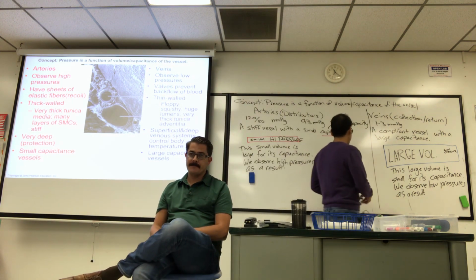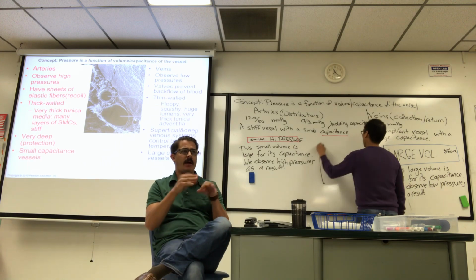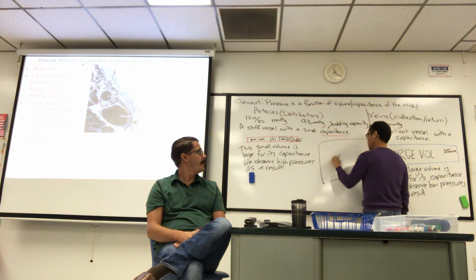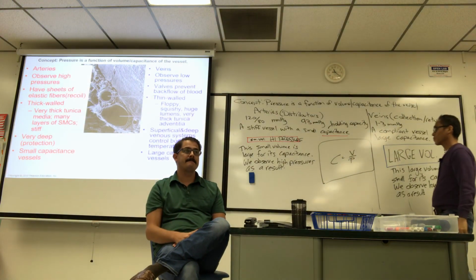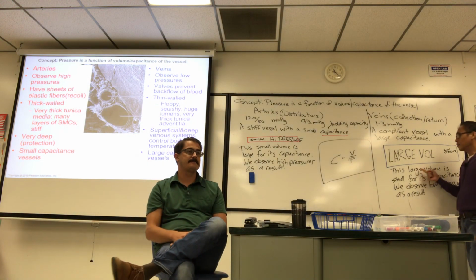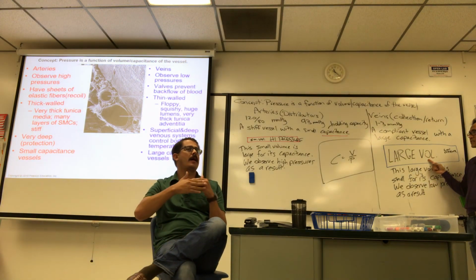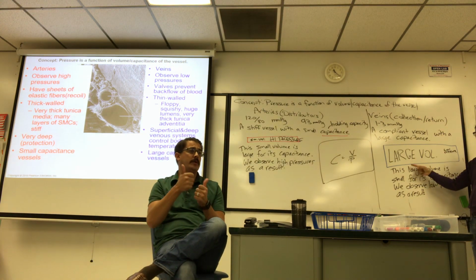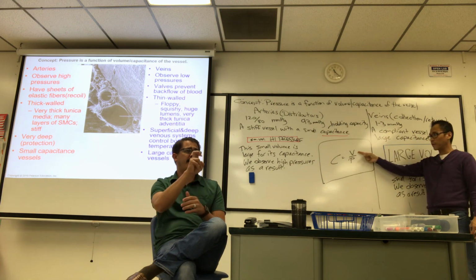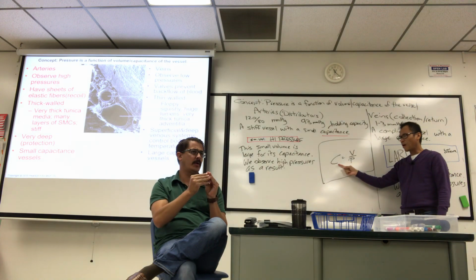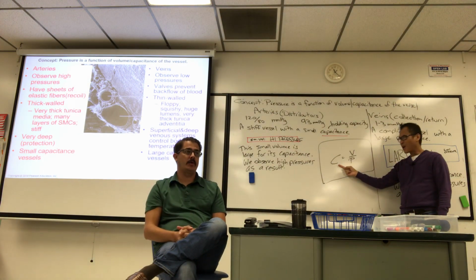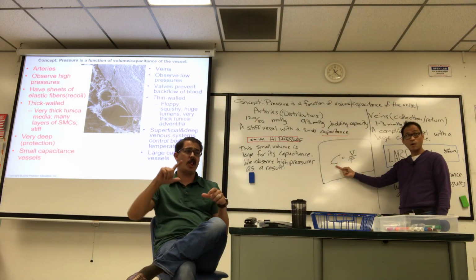To put this in mathematical form, C equals V over P. What volume of blood do veins have? Large or small? Large. Picture a big number in the numerator. What pressures do we observe? Low pressures. What happens when you divide a large number by a small number? You get a large number, right? They have large capacitance. They hold a lot.